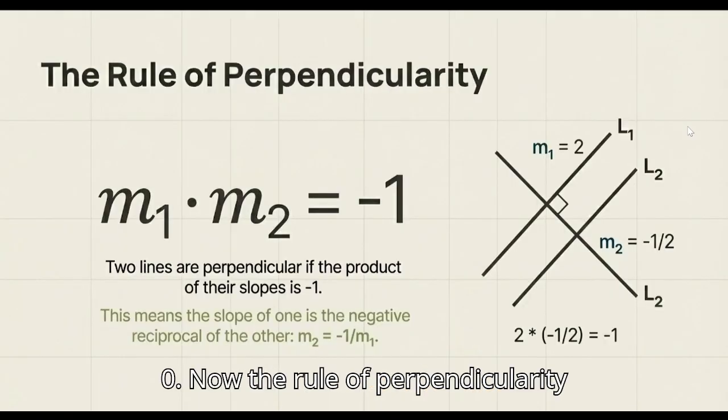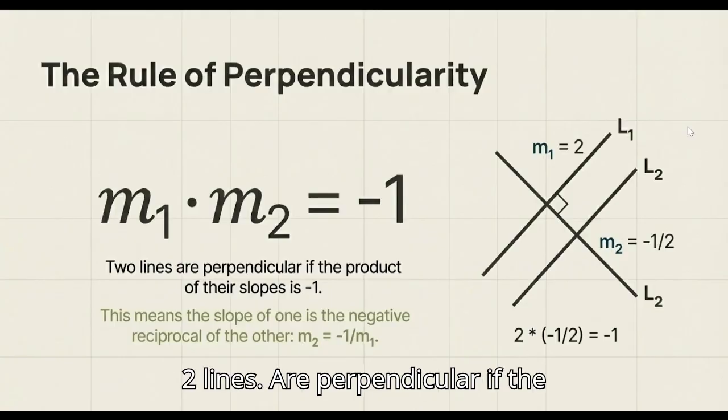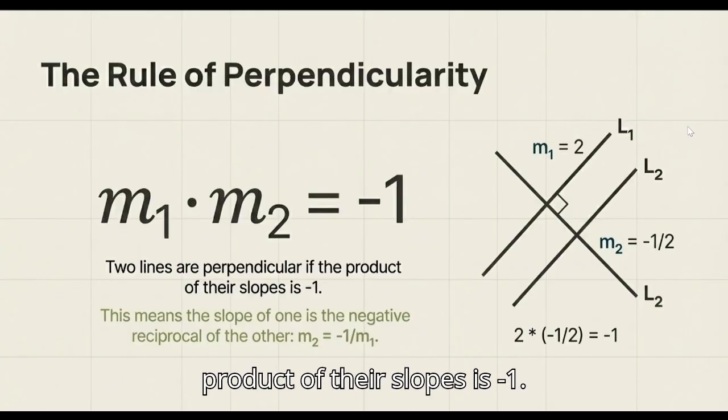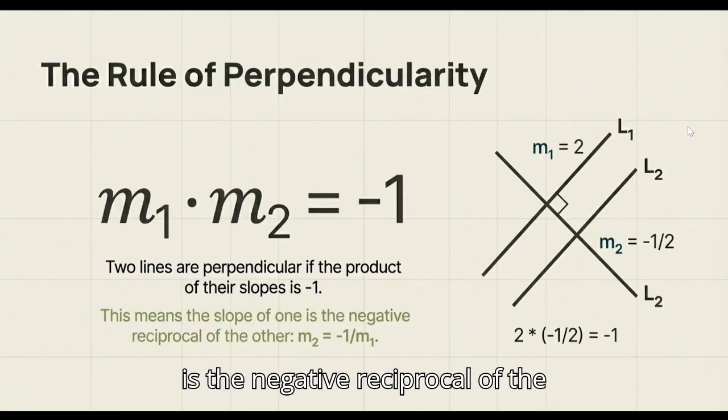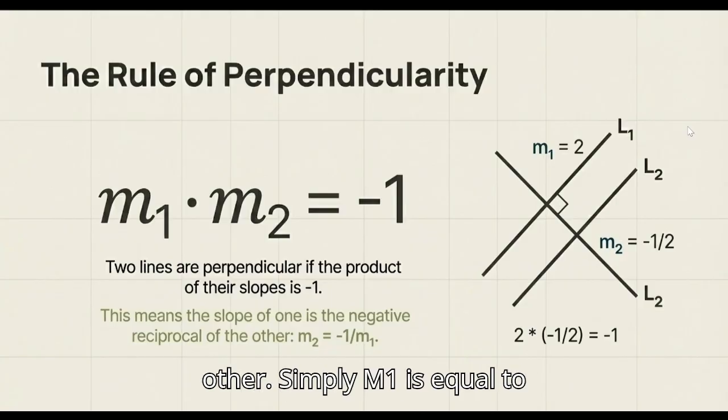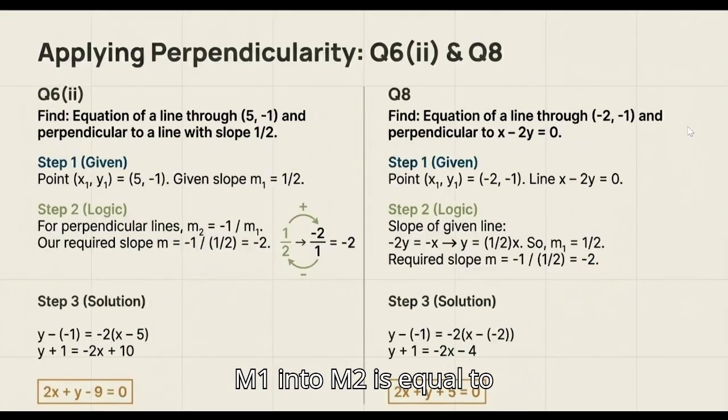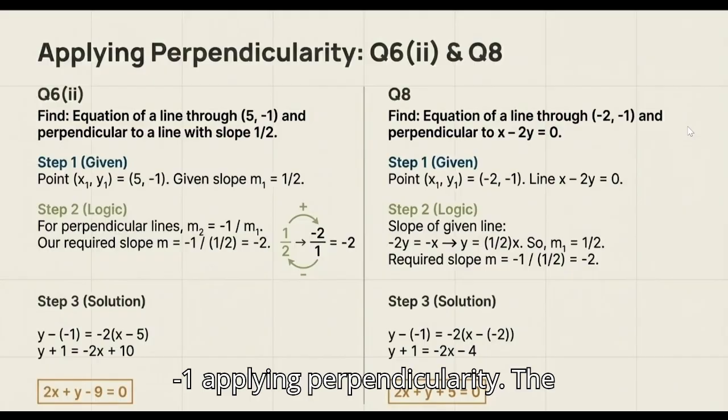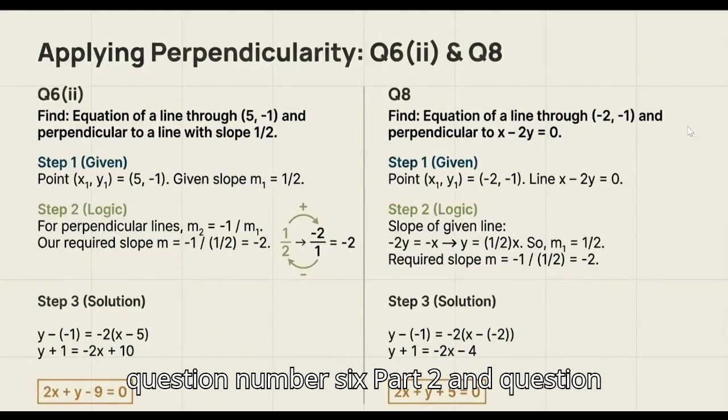Now the rule of perpendicularity. Two lines are perpendicular if the product of their slopes is -1. This means the slope of one is the negative reciprocal of the other. Simply m1 is equal to -1 divided by m2, or simply m1 into m2 is equal to -1. Applying perpendicularity in question number 6 part 2 and question number 8.